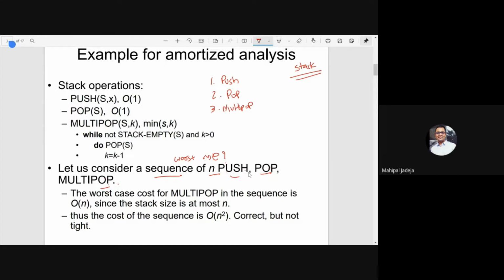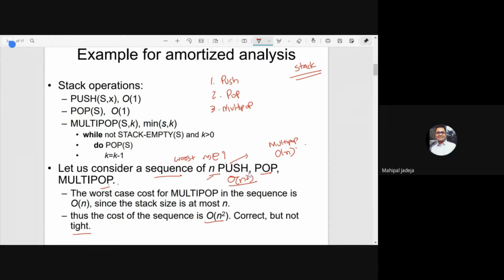So if you traditionally analyze this, then you will consider this particular sequence as multi-pop n times, and each multi-pop will take order of n time. Therefore the total time required by this worst case sequence is order of n square. This is correct, but this is not tight. Not tight means we can do better than this. Which information is missing here? What is the flaw in this argument?